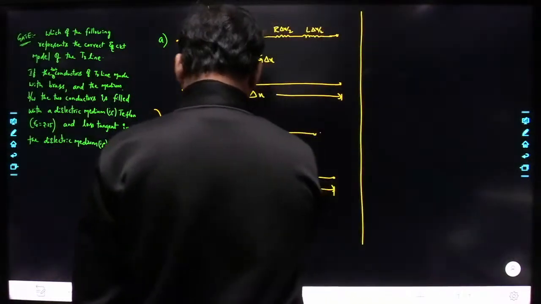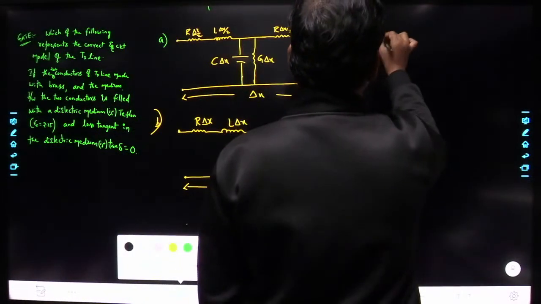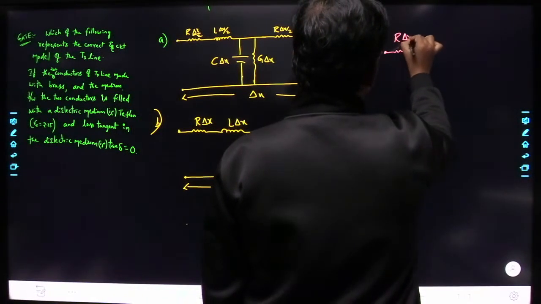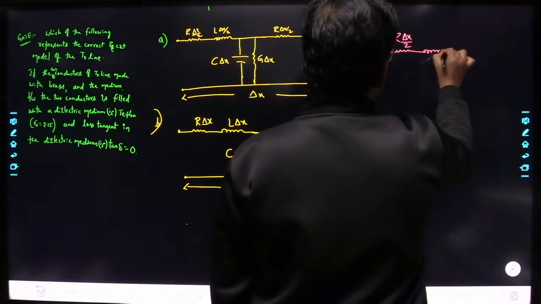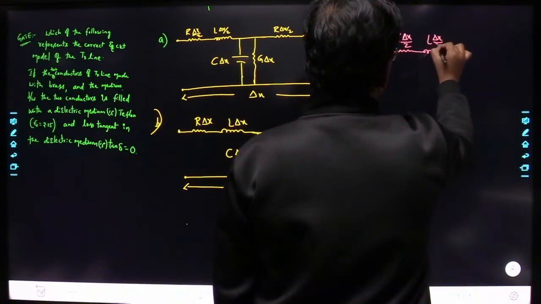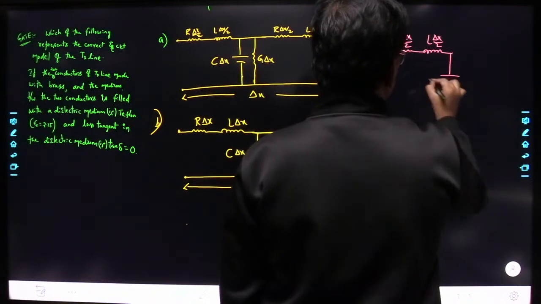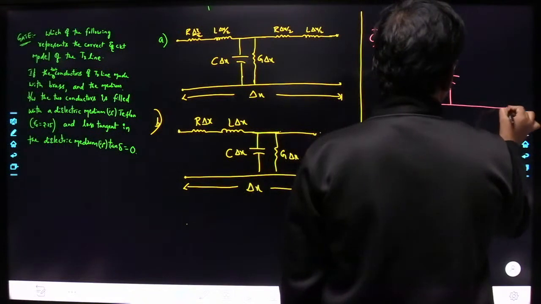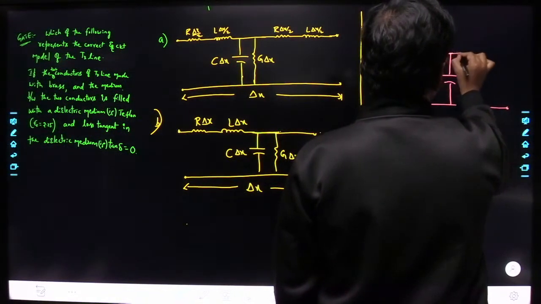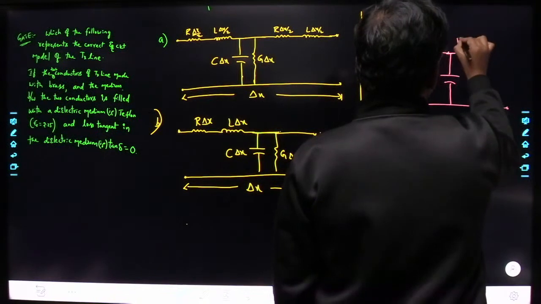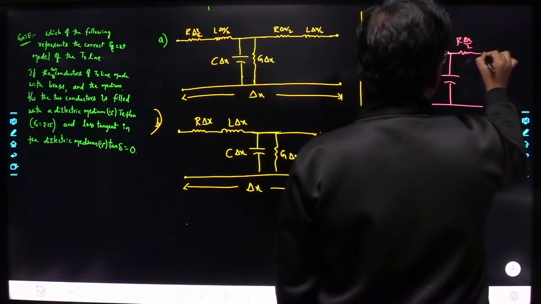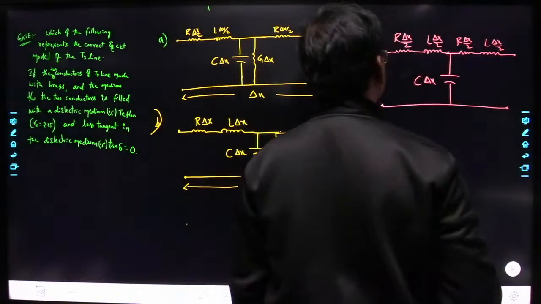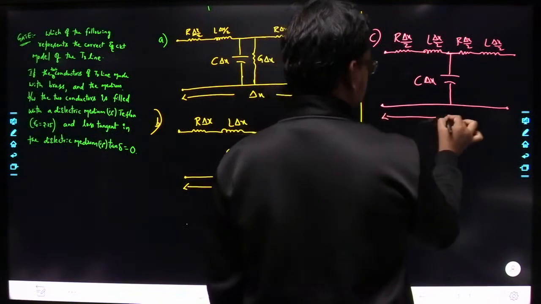Next, option C. R delta x by 2, L delta x by 2, C delta x, R delta x by 2, L delta x by 2. So this length is delta x.